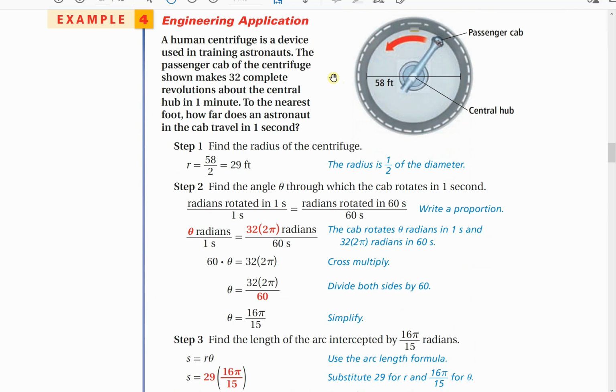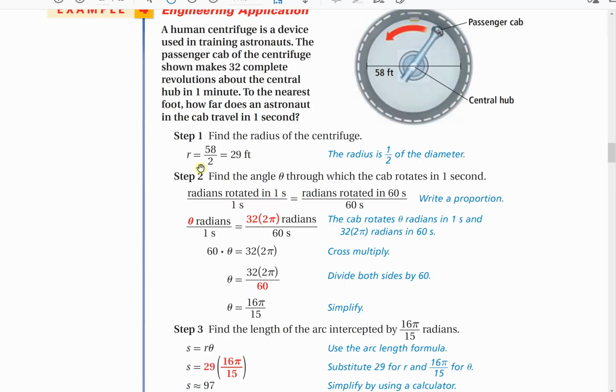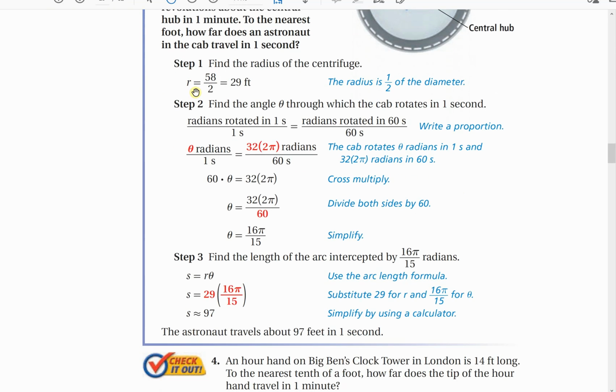And it's lunchtime again. A human centrifuge device is used to train astronauts. There's an astronaut riding inside that little car, and he's going around and around and around to simulate zero gravity. Find the radius of the centrifuge. If the centrifuge is 58 feet across, the radius is 29 feet. Find the angle through which the cab rotates in 1 second. So we're going around the central hub. So let's see, it makes 32 revolutions in a minute.